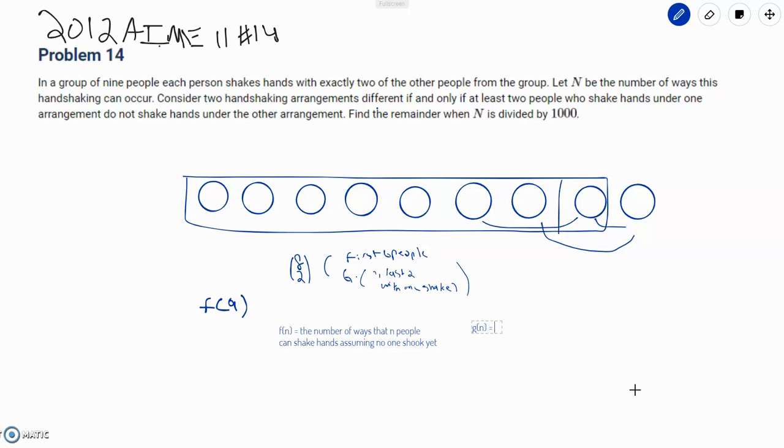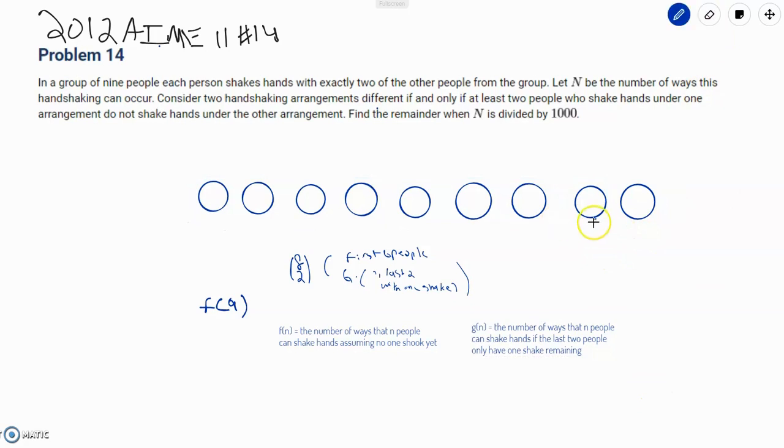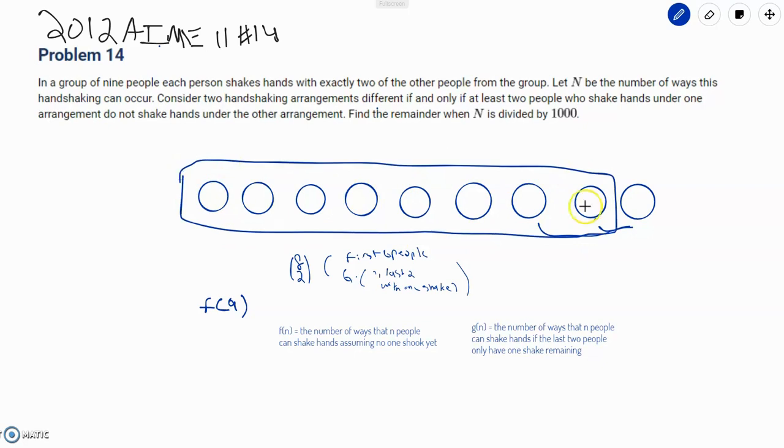This is equal to the number of ways that n people can shake hands if the last 2 people only have 1 shake remaining. And as we saw here, g of 8 is essentially the state when these 2 people shake with person 9. So this state over here is essentially g of 8, because out of these 8 people, the last 2 only have 1 shake remaining with some of these other 8 people.